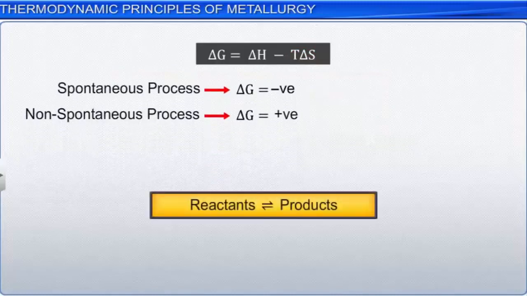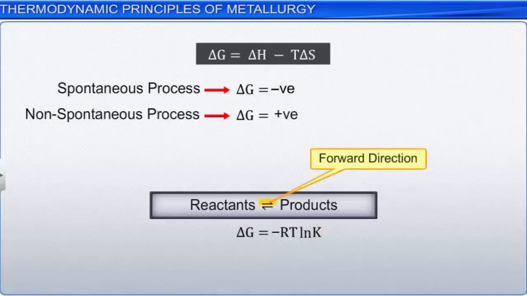If the reactants are in equilibrium with the products, the change in Gibbs free energy can also be expressed in terms of the equilibrium constant K with the help of the equation, delta G is equal to minus RT natural log K. As you can see, in this equation, delta G can be negative only if K is greater than one. This can happen if the reaction proceeds in the forward direction, that is, the reactants combine to give the products.